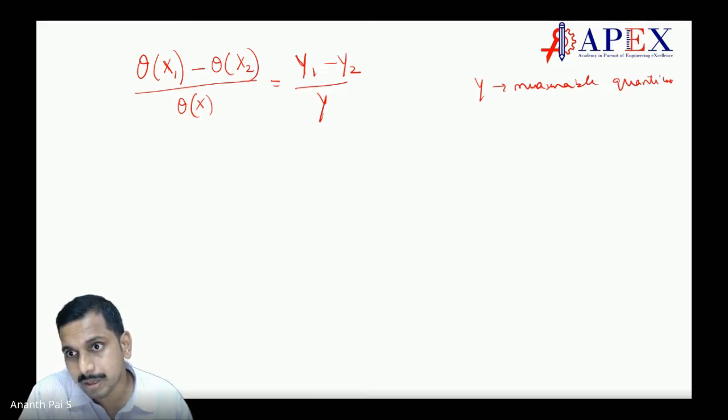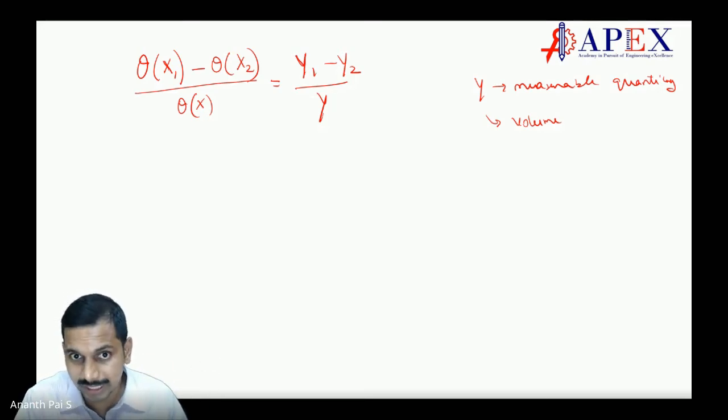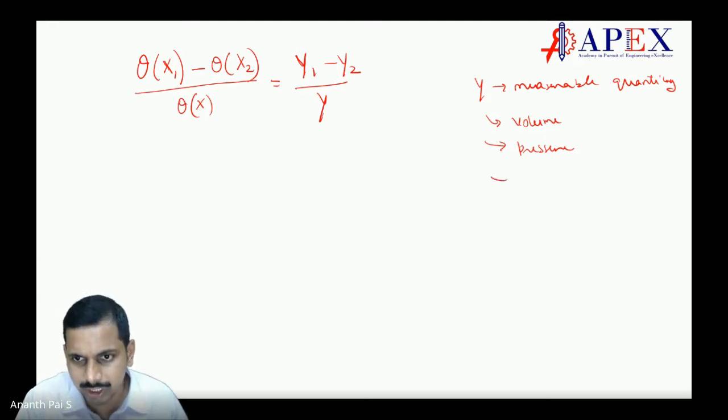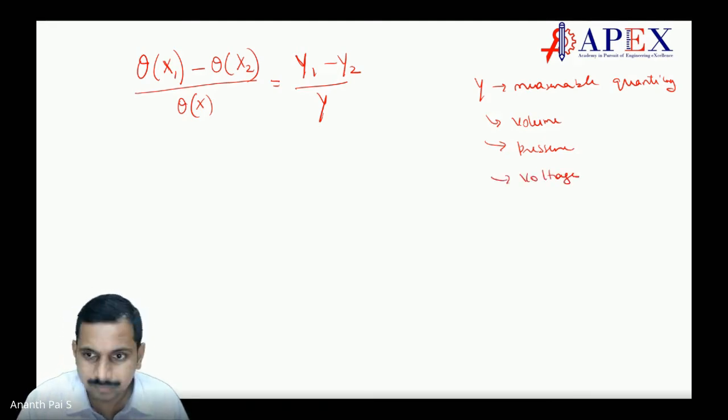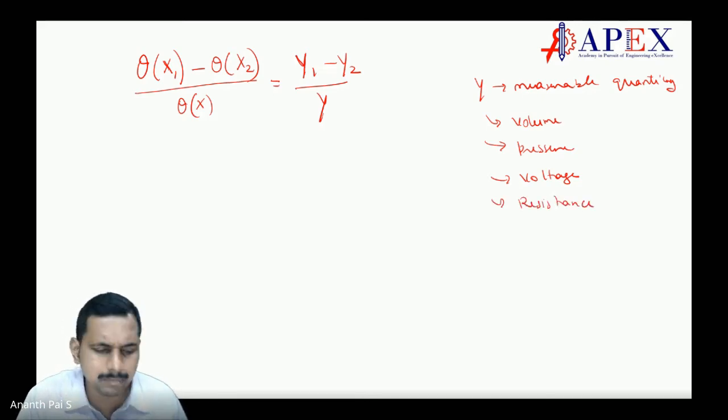What could be the measurable quantity? Maybe volume, just like what happens with our mercury manometer, where you see the change in volume with temperature, correct? That can be volume. It can be pressure, correct? It can be a lot of other things. It can be voltage. It can be resistance, correct? It can be a number of values, okay?